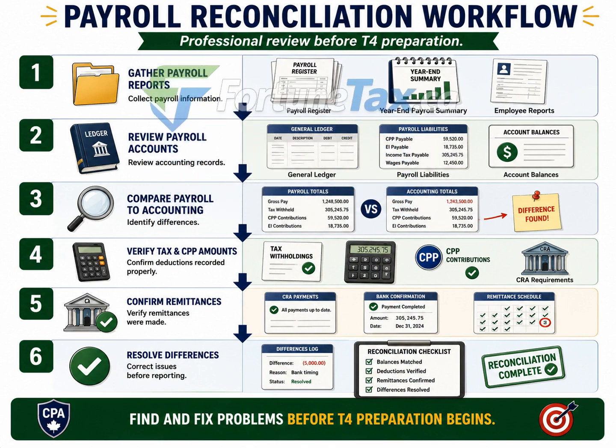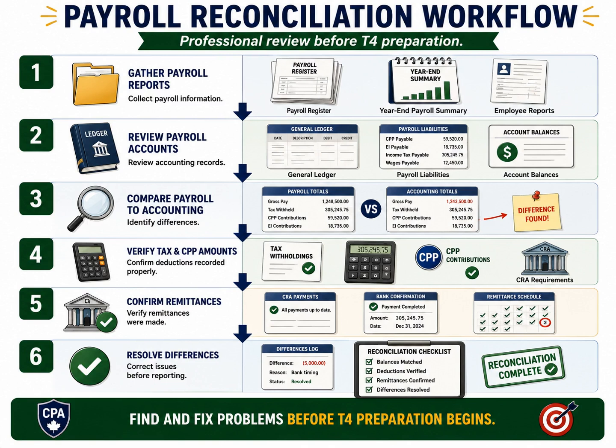The second step is reviewing payroll accounts. At this stage, attention shifts to the accounting records. The practitioner reviews the general ledger, payroll liability accounts, payroll expense accounts, and related accounting balances. These records show how payroll transactions were recorded within the accounting system.